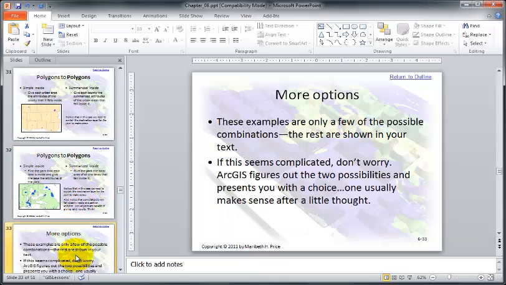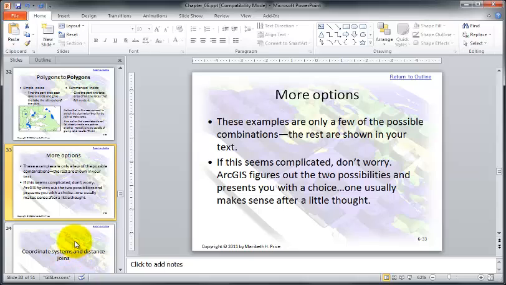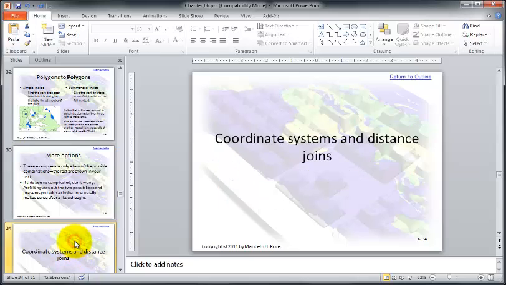These are just some examples of the possible combinations. There are many others shown in your text. ArcGIS figures out the 2 possibilities and presents you with a choice. One usually makes sense after a little bit of thought. And that's the beauty of ArcGIS. It helps you make the decisions.